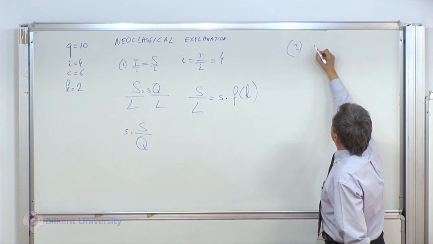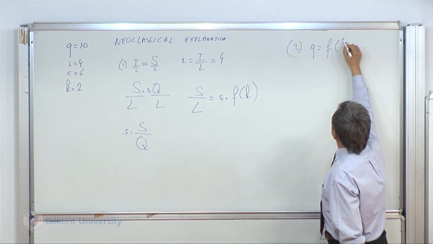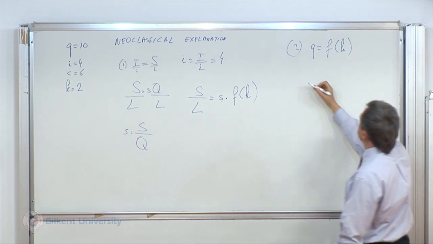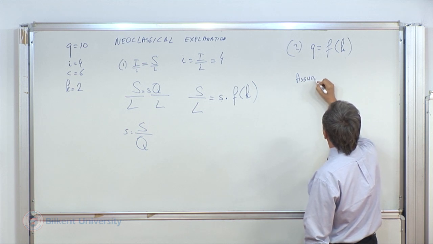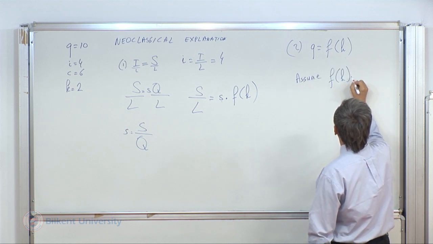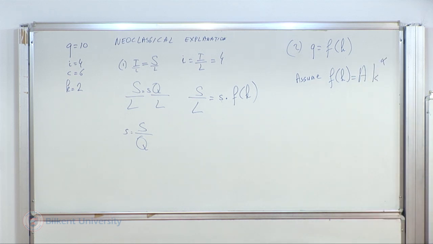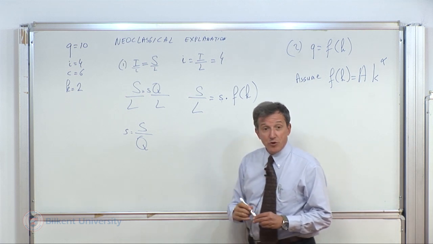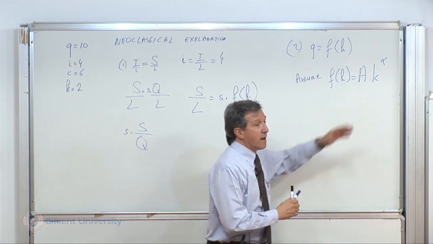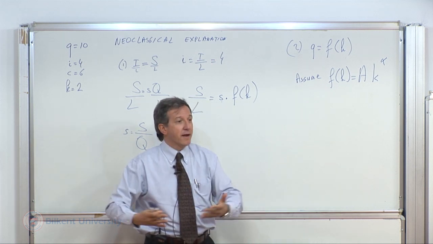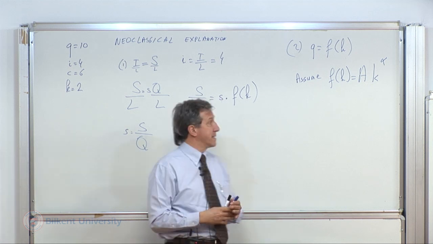Secondly, Q is produced by a neoclassical production function, and I assume that my production function is our good old A k to the alpha. All right, let's kick the road. What do we need to know? Well, I have introduced an unknown creature into the system. Now I want to understand how it behaves, what it is composed of, etc.